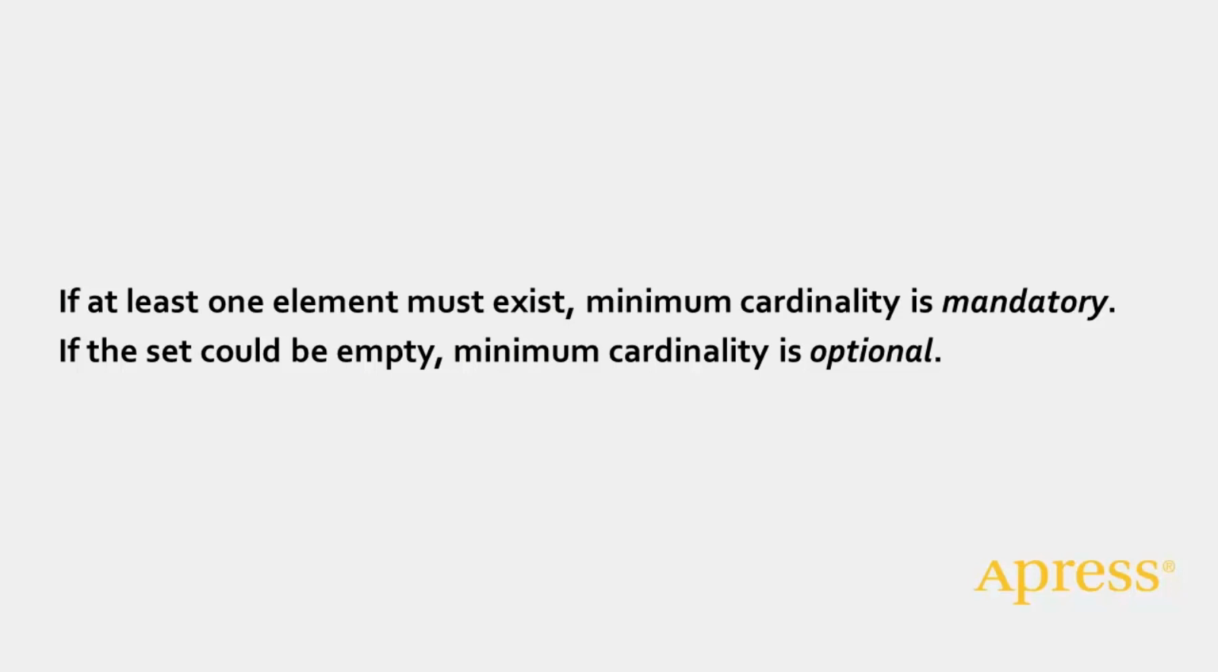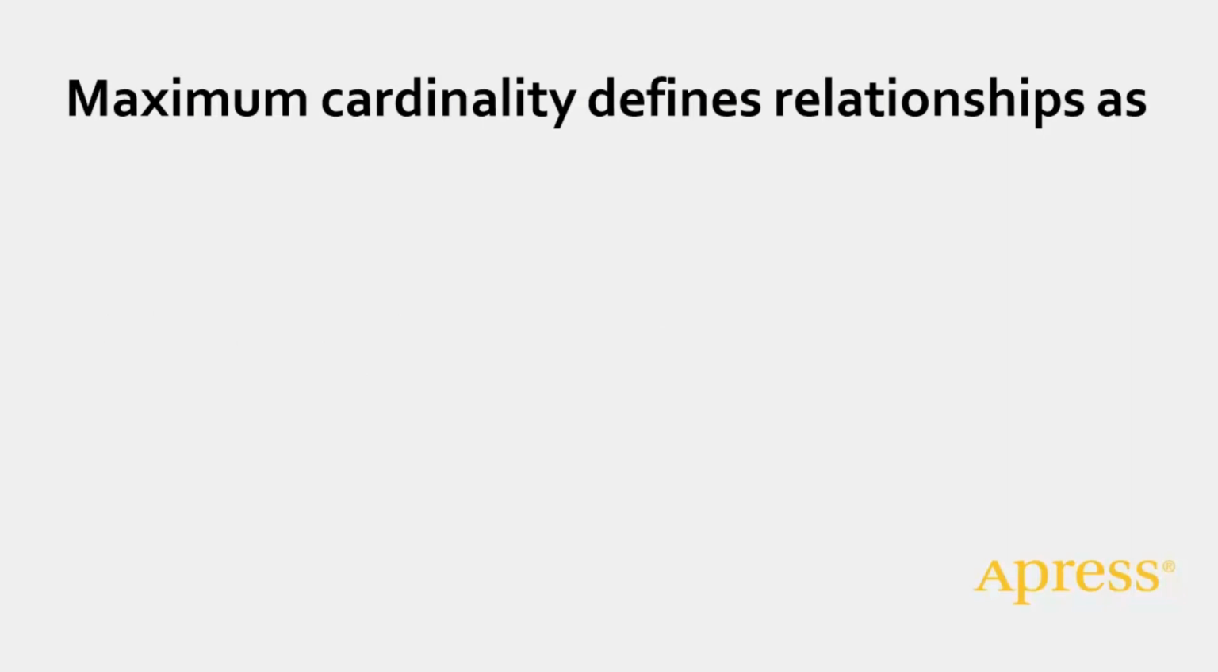In most cases, minimum cardinality is of theoretical interest, but is not important in practical terms. I will say no more about minimum cardinality. Maximum cardinality, on the other hand, is very important because it's what defines relationships as either one-to-one, one-to-many, or many-to-many.